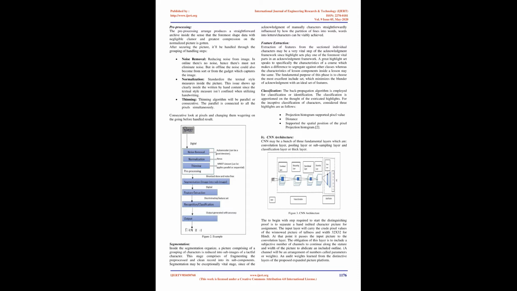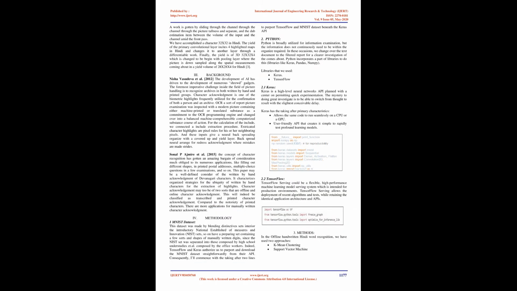The input layer will carry the raw pixel values of the input image of height and width 32x32 for Hindi. Then it passes the input image to the convolution layer. The responsibility of this layer is to add an arbitrary number of filters to slide along the height and width of the image to yield a feature map.